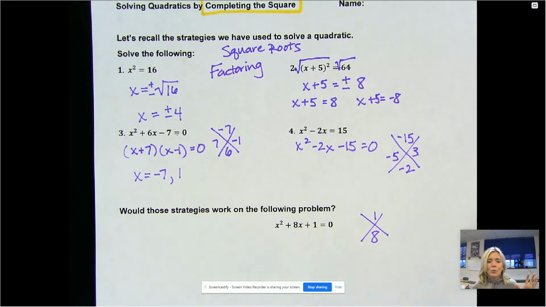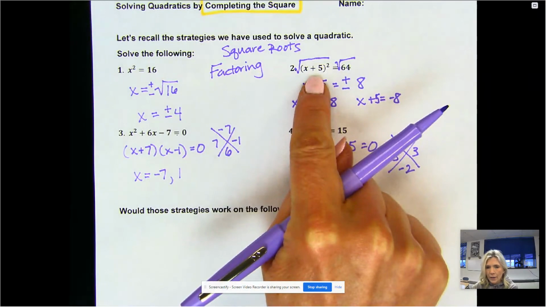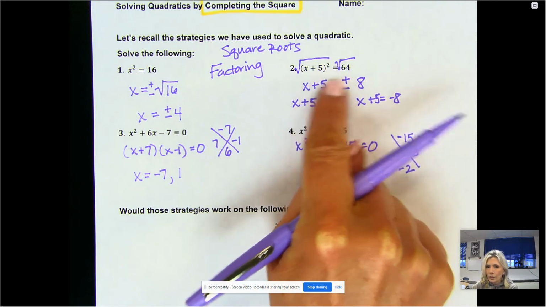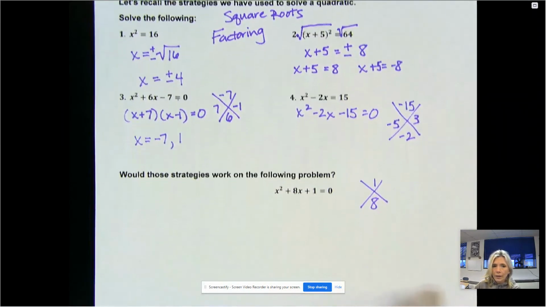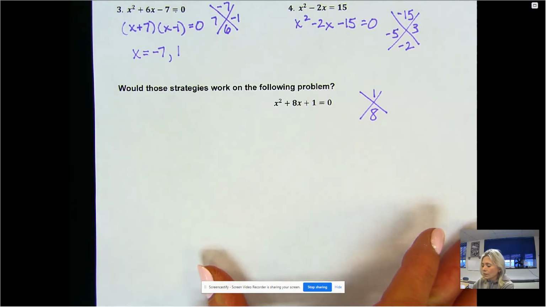Okay, so we're going to do this strategy called completing the square. What that means is we want to somehow get this equation to look more like the equation in number 2, because I have a tool to solve the equation in number 2, and it's a process to do that. So here is how we complete the square.